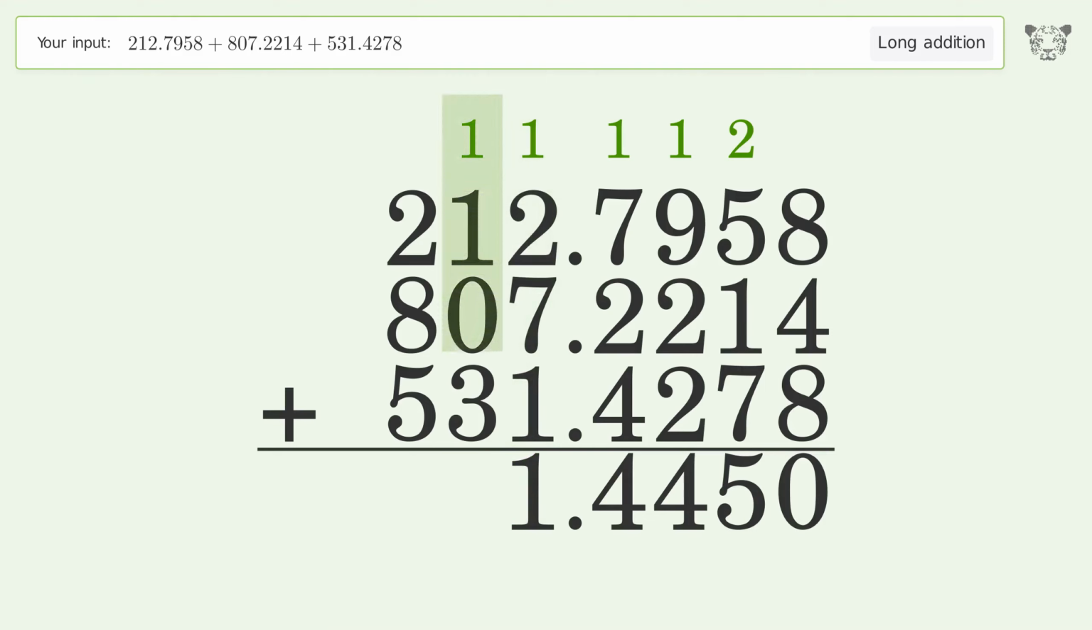1 plus 1 plus 0 plus 3 equals 5. 2 plus 8 plus 5 equals 15. Carry 1 to the thousands place. Write 1 in the thousands place, and so the final result is 1551.445.